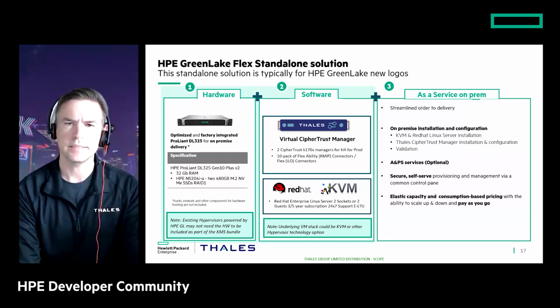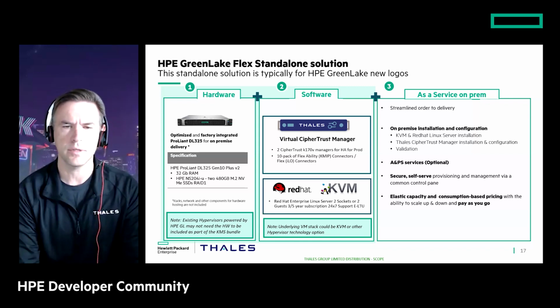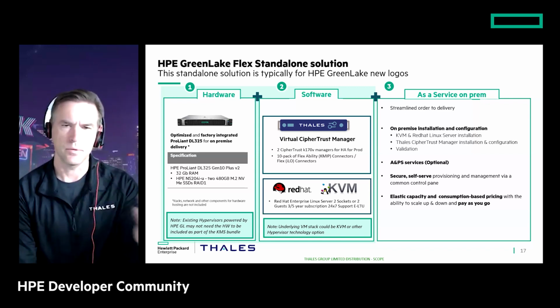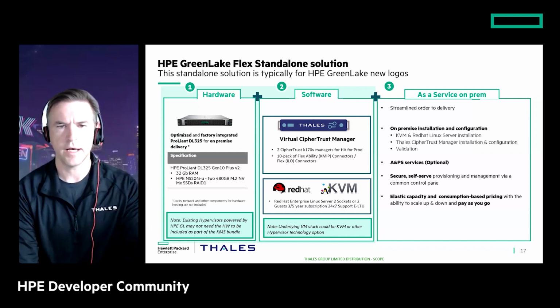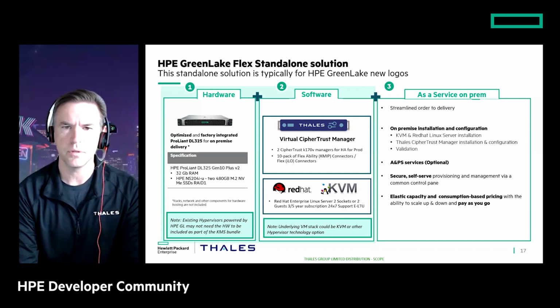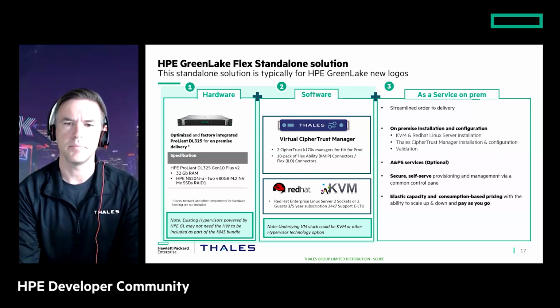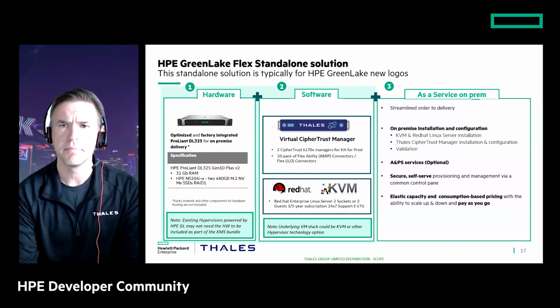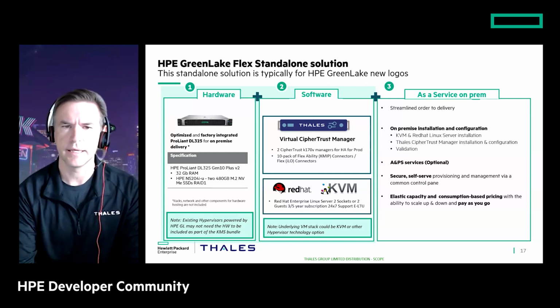So today it's very easy to order. They already have part numbers to order this. So you have a DL325, and you have CipherTrust Manager running in a virtual machine using a hypervisor like KVM, and that is deployed in GreenLake.